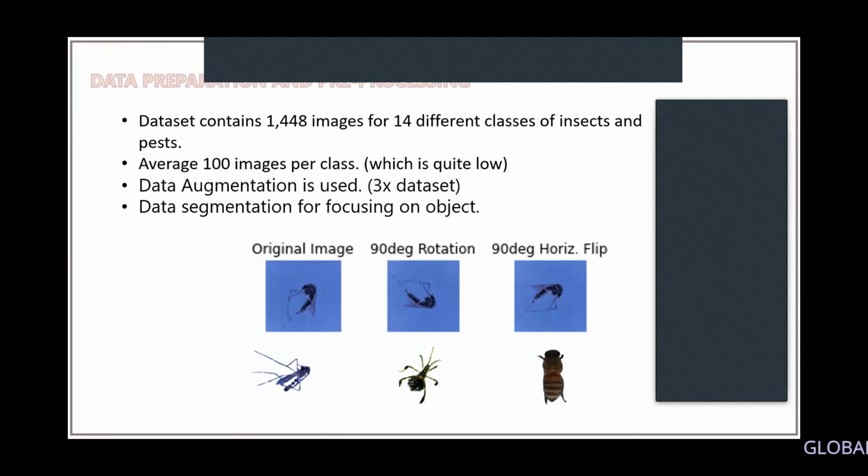Then data segmentation is used, as many of the insect images were captured in agriculture or forest areas. There was a lot of background which had to be removed. So to focus on the object, data segmentation is used.